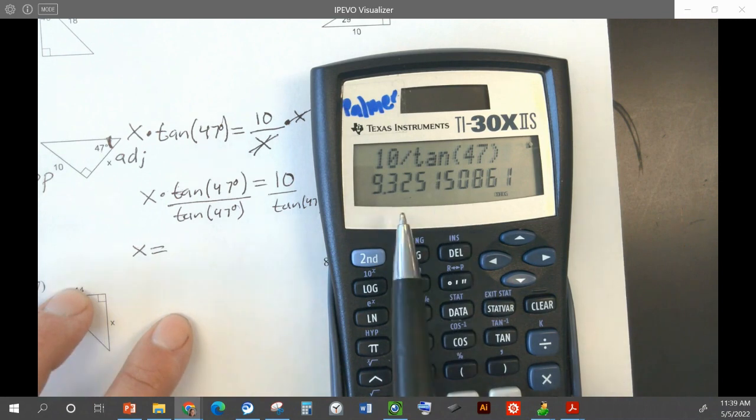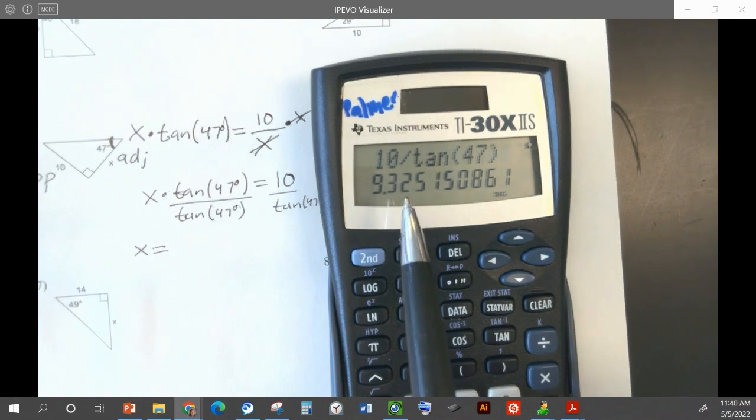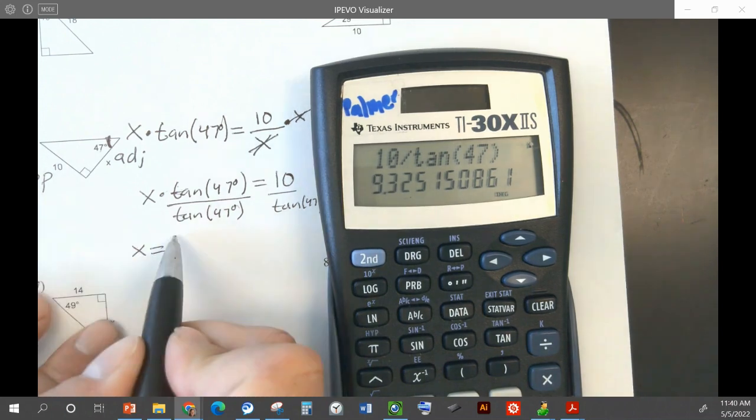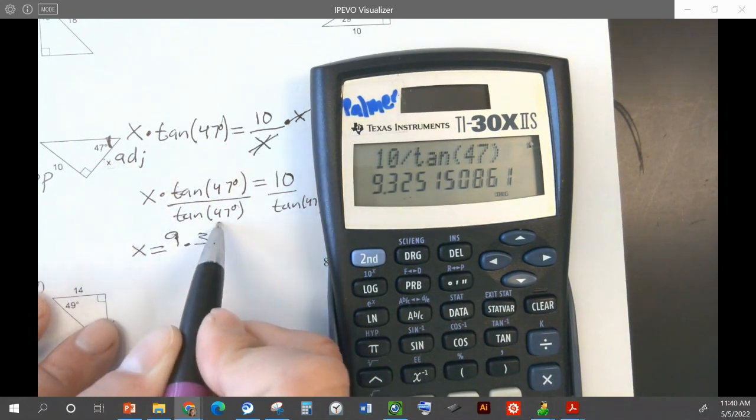And then again, we're going to go to the second decimal. The second decimal is 2, which is less than 5. So we're going to round down to 9.3. So our missing side is 9.3.